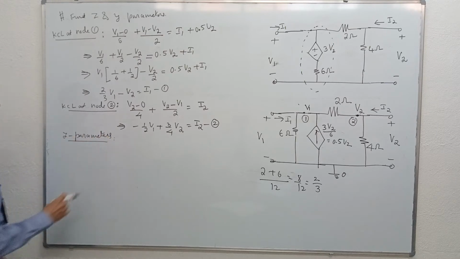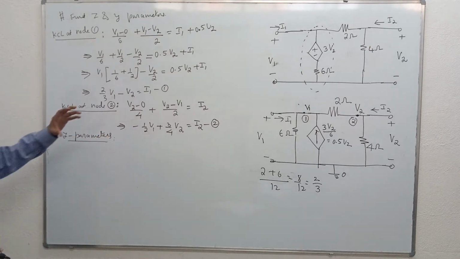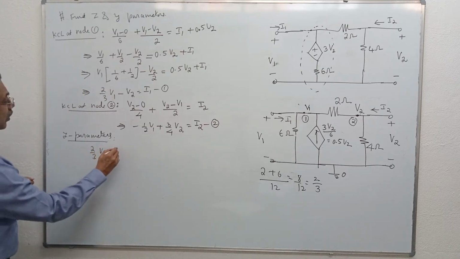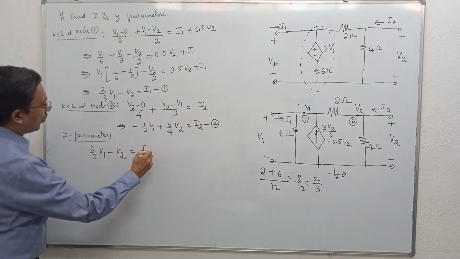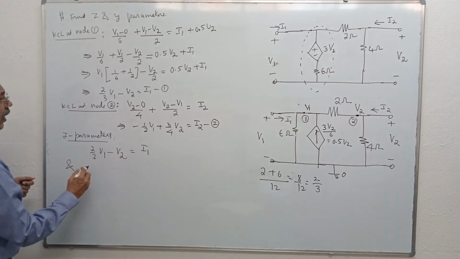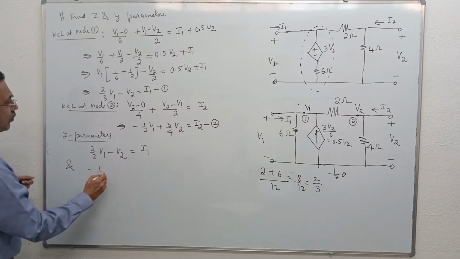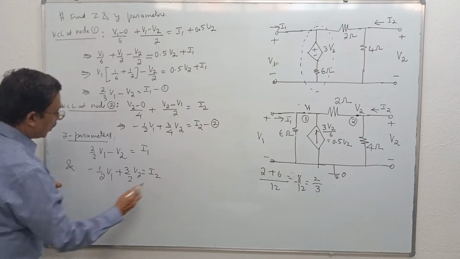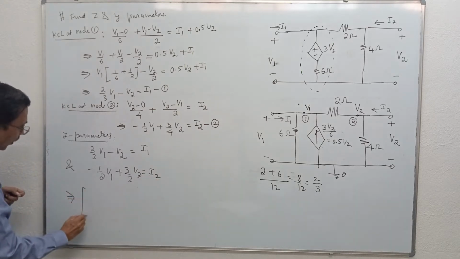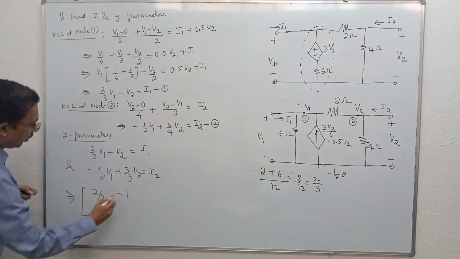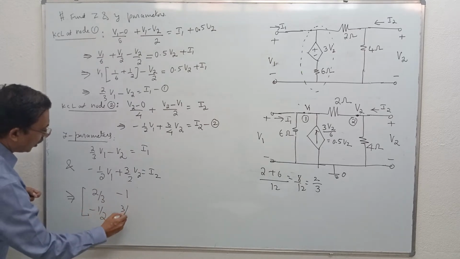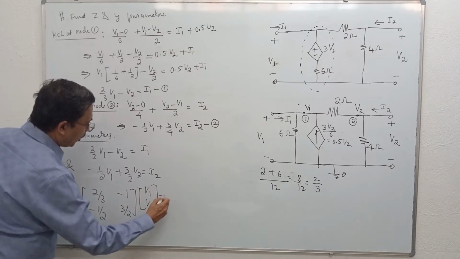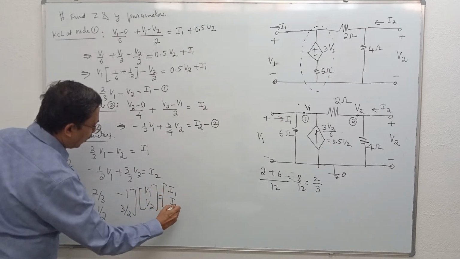To find Z parameters, I will rearrange equations 1 and 2 so that the dependent variables V1 and V2 are on the left hand side. So we get 2 by 3 V1 minus V2 is equal to I1, and minus half V1 plus 3 by 2 V2 is equal to I2. I put them in matrix form. This implies the matrix 2 by 3, minus 1, minus half, 3 by 2, multiplied by column matrix V1 V2, is equal to column matrix I1 I2.